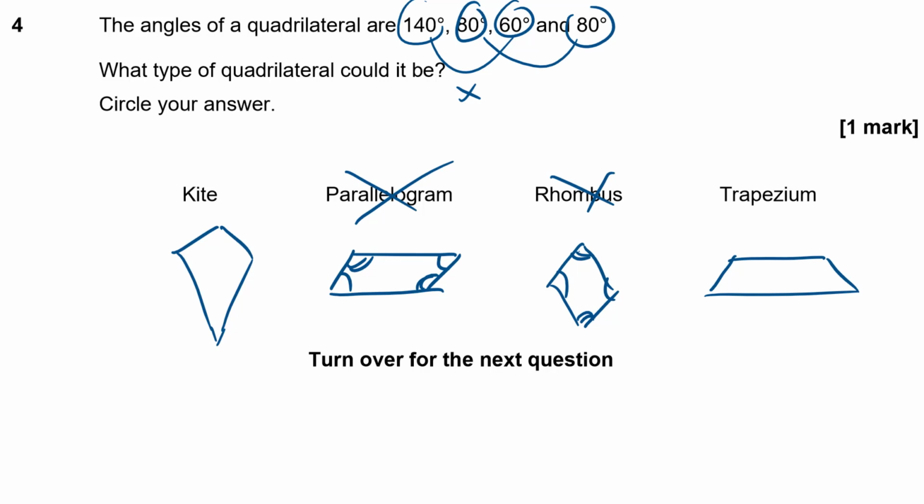So it's either a kite or a trapezium. Now a trapezium has a pair of parallel sides, which means two adjacent angles must add up to 180 degrees, and that isn't the case here either. So the only option it can be is the kite, and that does seem to fit because I've got two equal angles, which are going to be those two, and then I've got two other angles that are different in a kite.